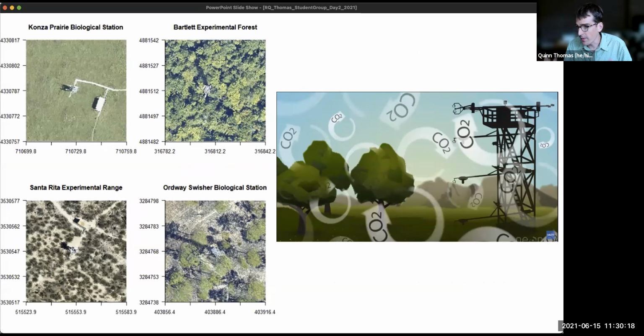So what are these data? Well, here are aerial views of the different sites. So you can see that it ranges from a northeast hardwood forest with closed canopy, a Florida-based site with a savanna type canopy, a grassland system, and then all the way out to a desert scrub system.